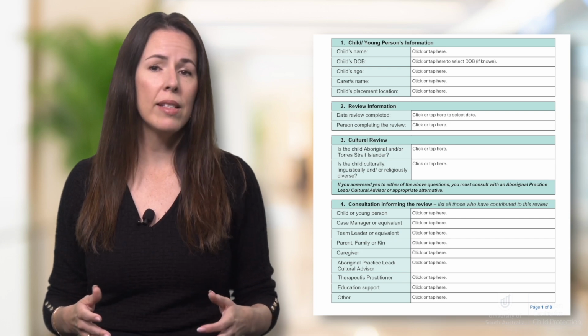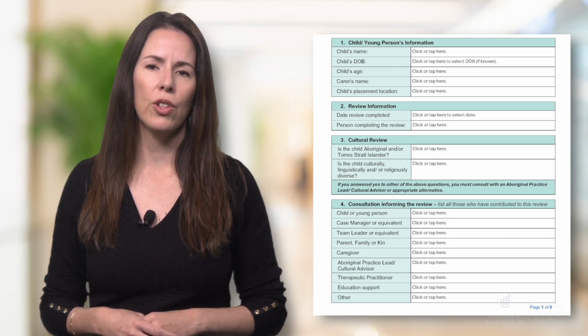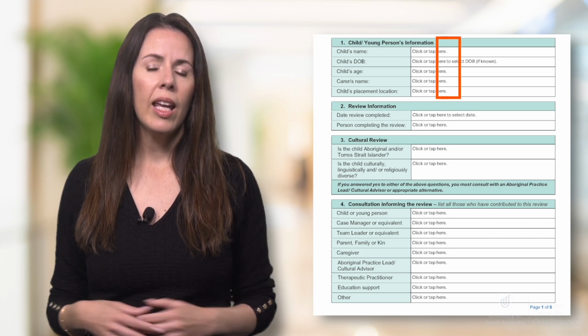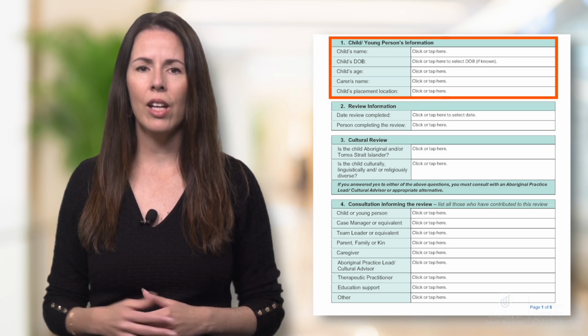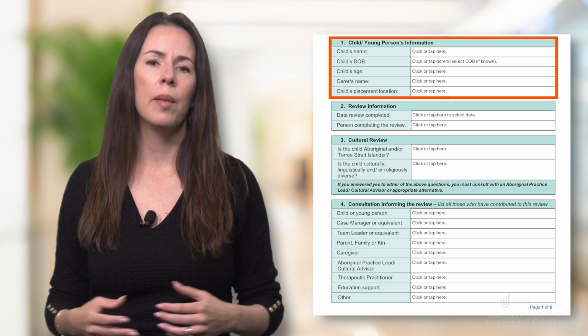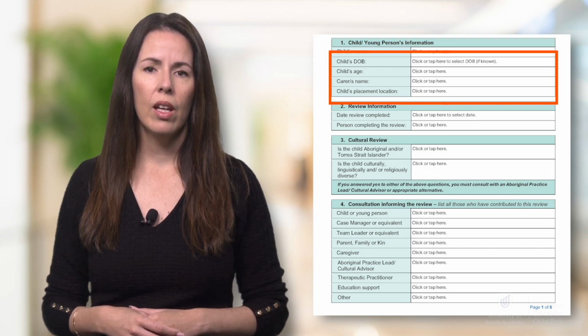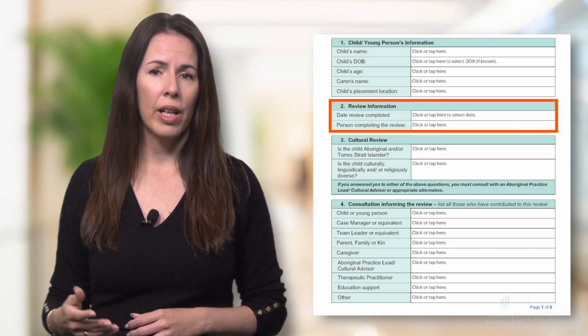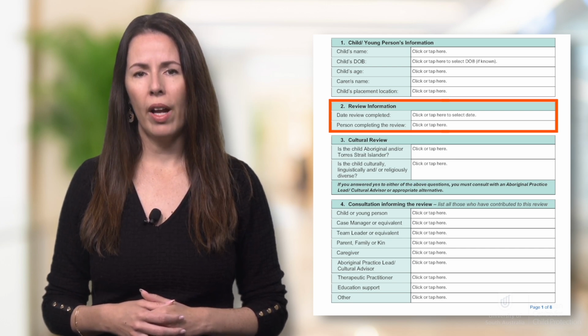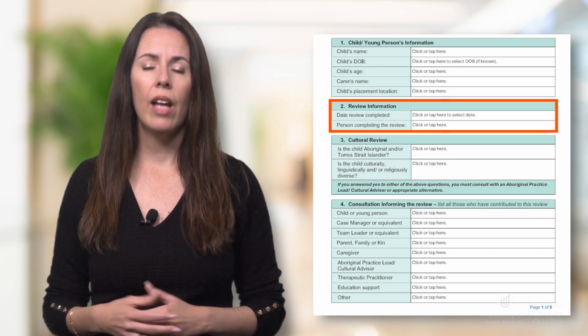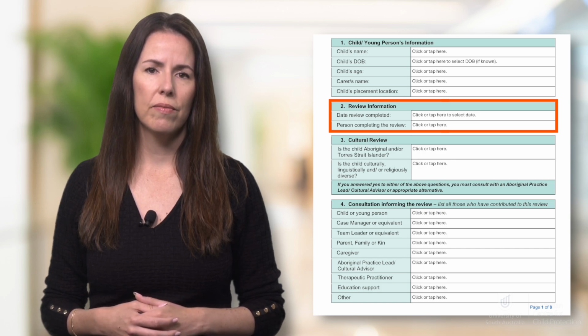It's about gathering basic demographic information about the child or young person. Here you'll enter the child or young person's name, date of birth, current age, the name of their caregiver and their placement location. You'll also note down the date you're completing the form and your name. This helps to maintain a clear record of when assessments happen and who's involved in the process.